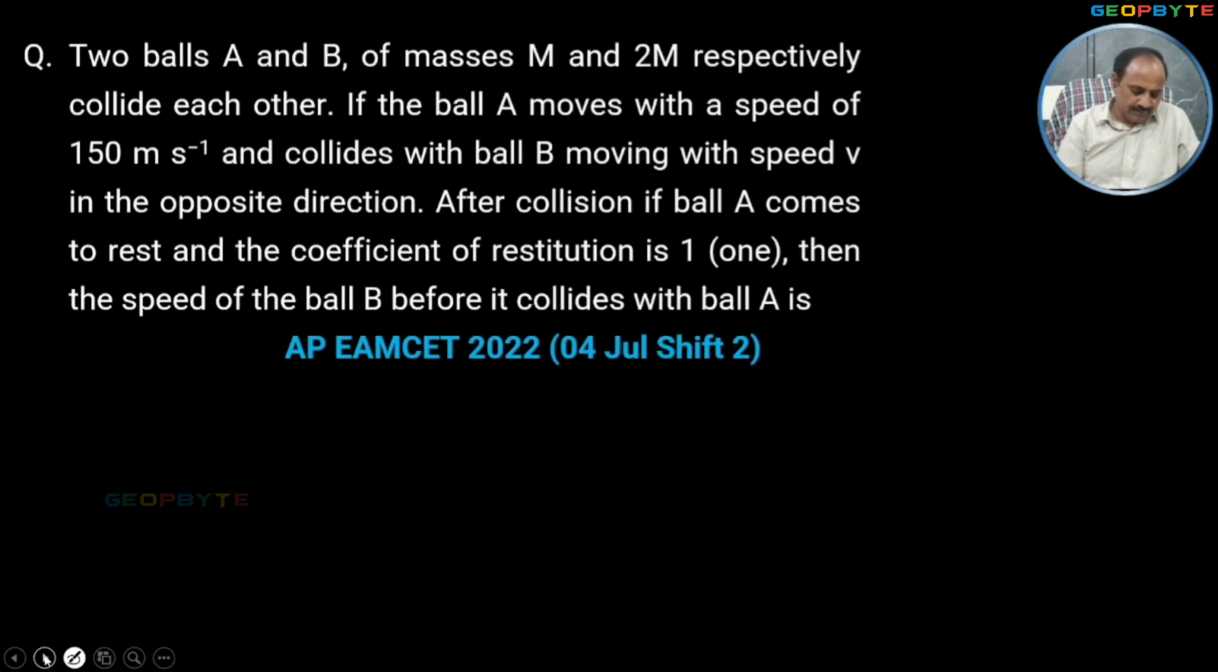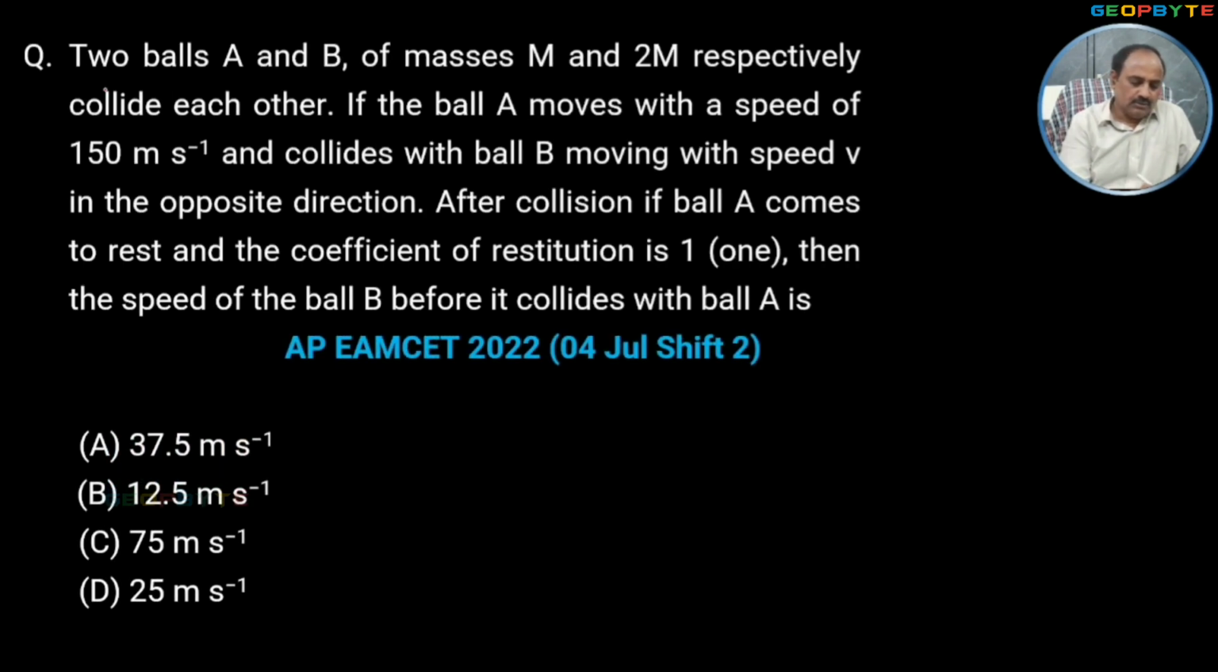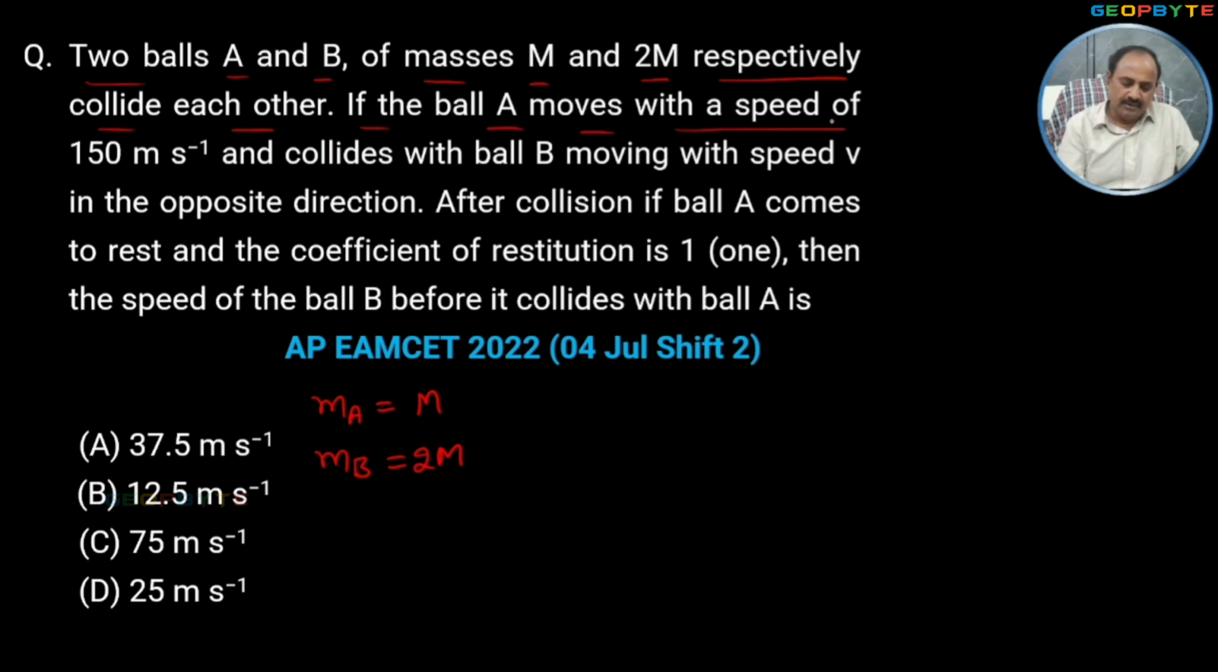Let us take another important problem. Look at the screen. It is asking like this: two balls A and B of masses m and 2m respectively. It means mass of A equals capital M, and mass of B is 2M. They collide with each other if the ball A moves with a speed of 150 meters per second.